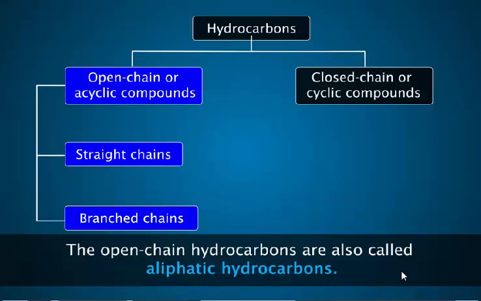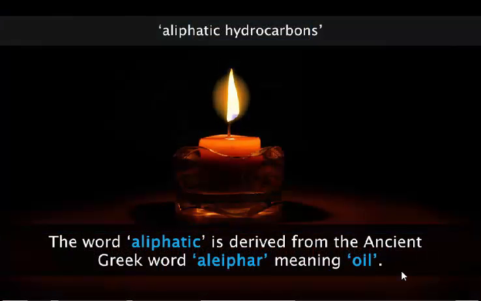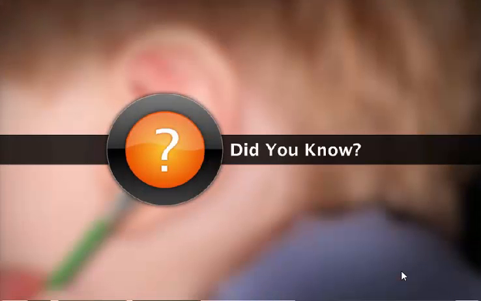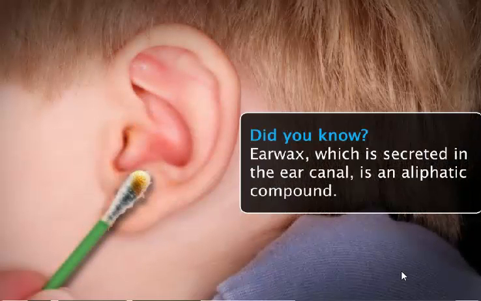Acyclic hydrocarbons are also called aliphatic hydrocarbons. The word aliphatic is derived from the ancient Greek word aleiphar, meaning oil, as the earlier known compounds of this class were obtained from animal or vegetable fats. For example, paraffin wax. Did you know that ear wax, which is secreted in the ear canal, is an aliphatic compound?